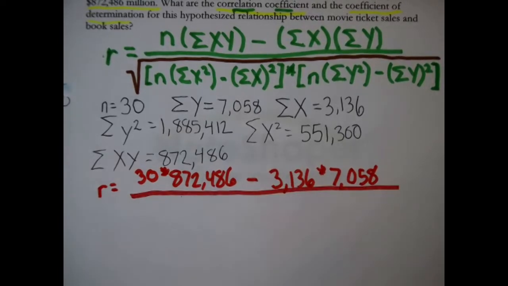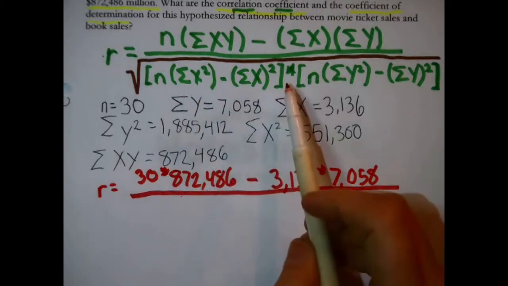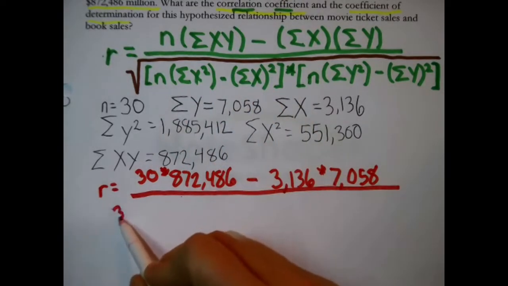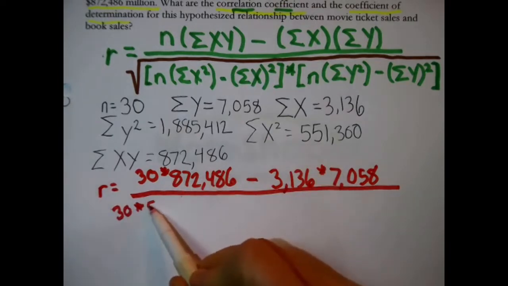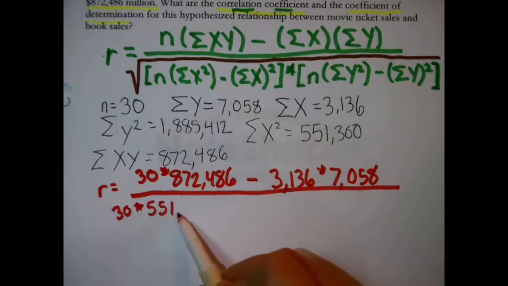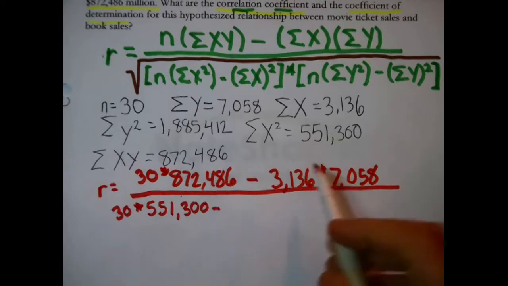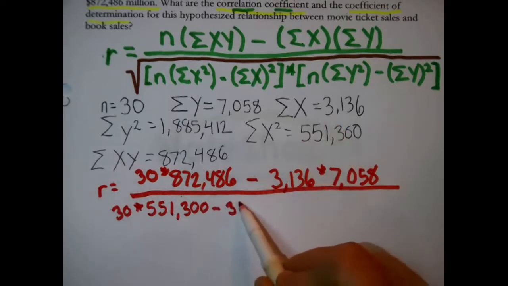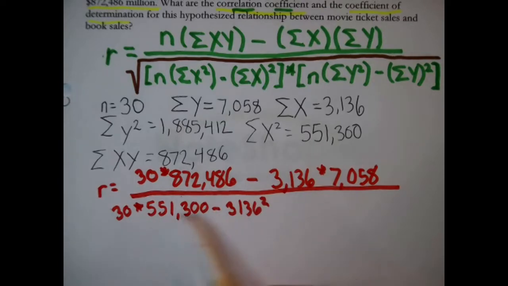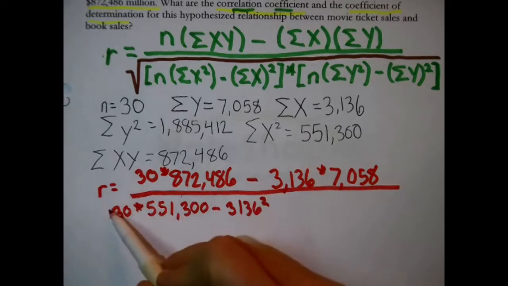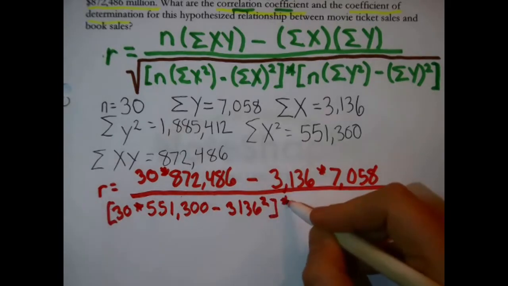The denominator, all right, the denominator first, this part right in here. Okay, 30 times the sum of x squared. That's 551,300, minus the sum of x, 3136, squared. So remember, do the multiplication first, then do the subtraction. That's that half. Save that number.